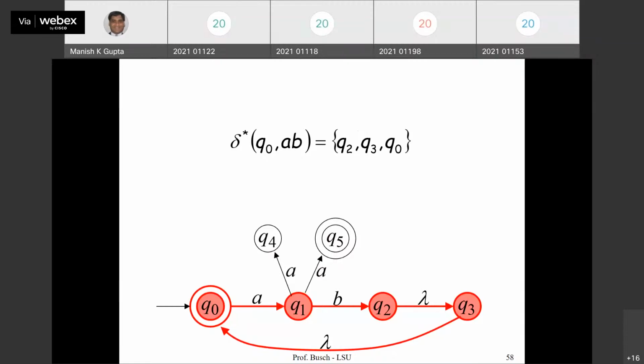Delta star of Q0, AB. A and B will give you Q2, right? But then, because of the lambda transition, you also have Q3 and Q0. Okay, so up to this point, you stop.